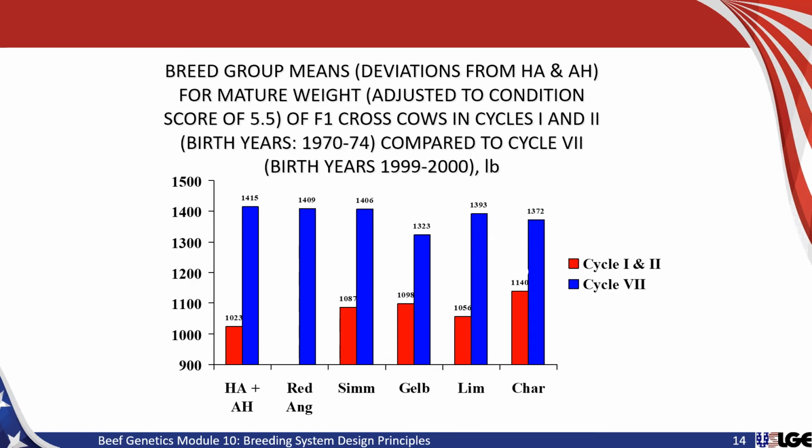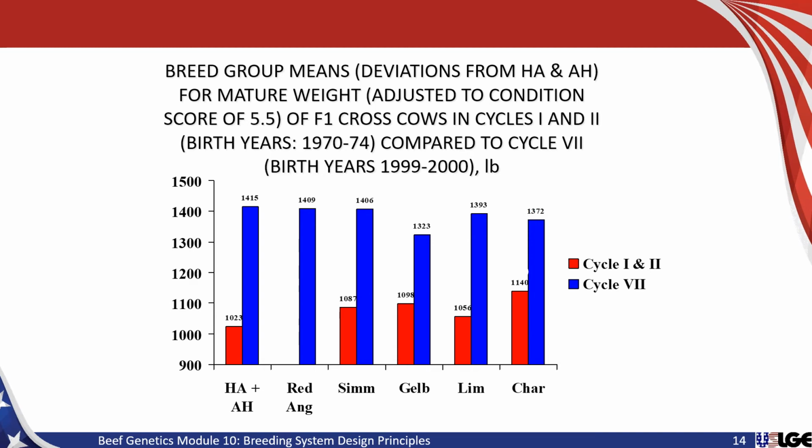On the horizontal axis is the breed of sire, where we have Hereford Angus or Angus Hereford cross females, Red Angus sired, Simmental sired, Gelbvieh sired, Limousin sired, and Charolais sired.